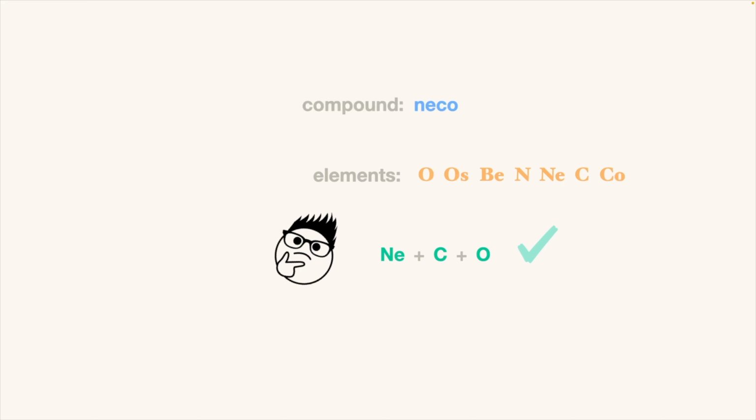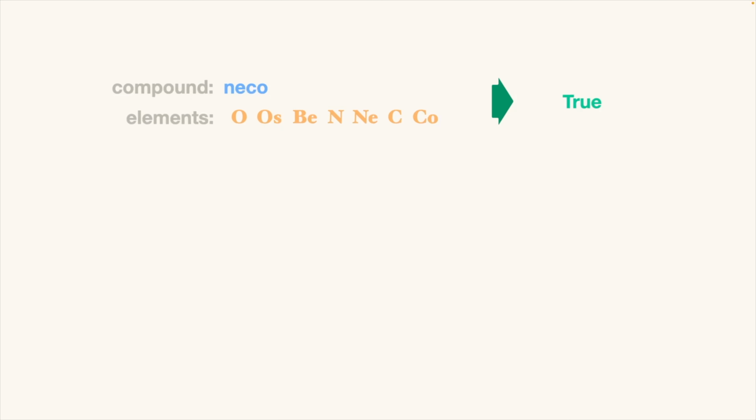In this particular example, there are actually a few different ways that you could create the compound NeCO. You could do the Ne plus the CO directly. In either case, this would be a true example. In other words, it is possible to create the compound from the given elements. It just happens to be the case that there are multiple ways here.